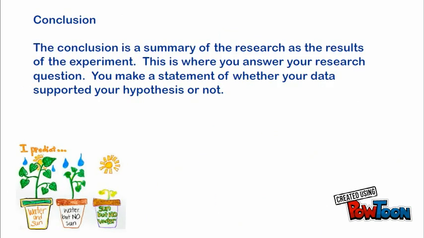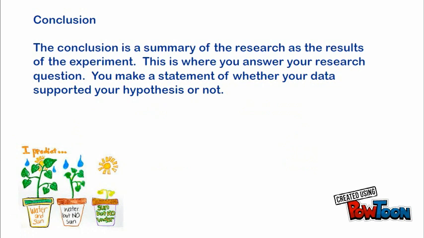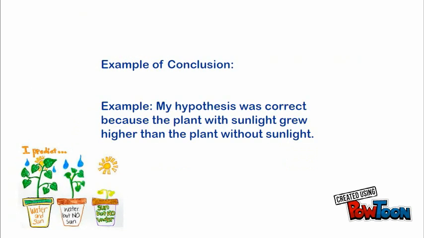And conclusion. The conclusion is a summary of the research and the results of the experiment. This is where you answer your research question. You make a statement of whether your data supported your hypothesis or not. So for my example, my hypothesis was correct because the plant with sunlight grew higher than the plant without sunlight, which goes back to my observations, which concluded that my plant with sunlight was higher than the one without sunlight. And you can also have a picture which better illustrates how it happened.